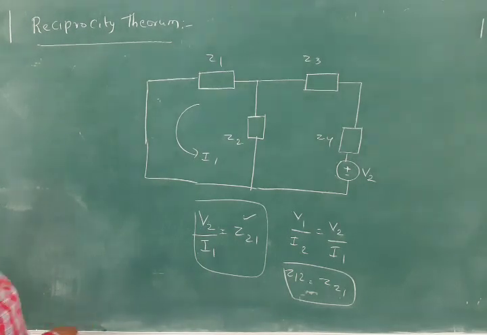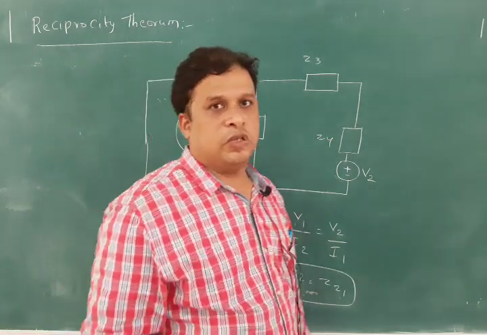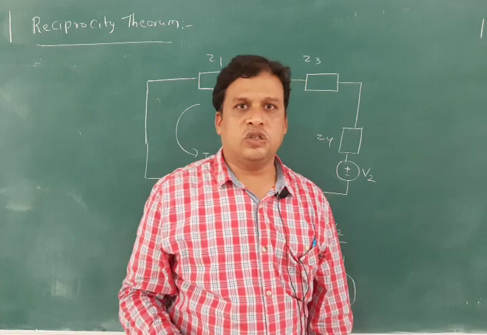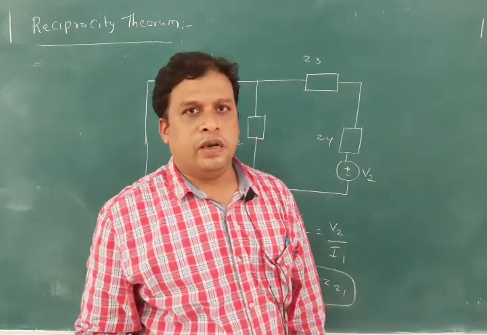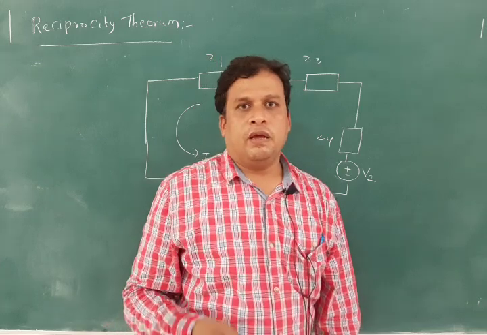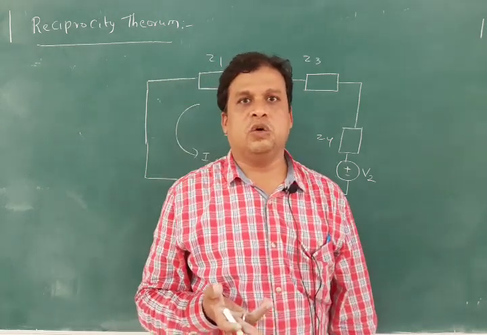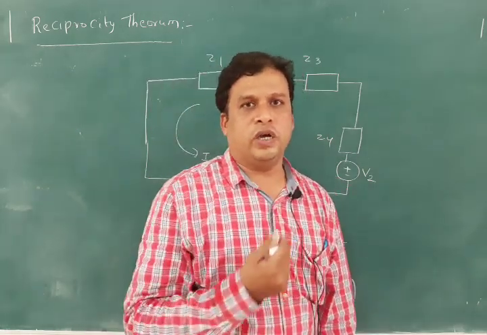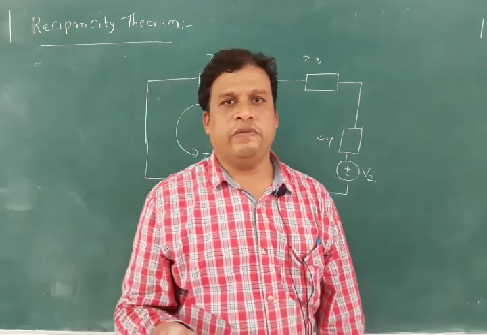Now we will verify the reciprocity theorem by taking one problem and solving it using KVL and KCL. Actually, Kirchhoff's voltage law, because there are loops here, we will be applying KVL, which tells that the algebraic sum of the voltages is equal to 0. So we will apply that rule, find the different voltages and currents, and prove that V1 by I2 is equal to V2 by I1.